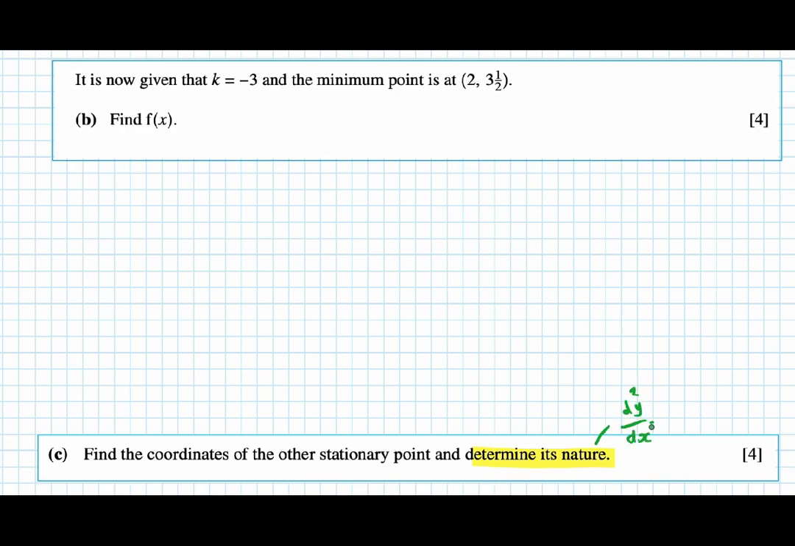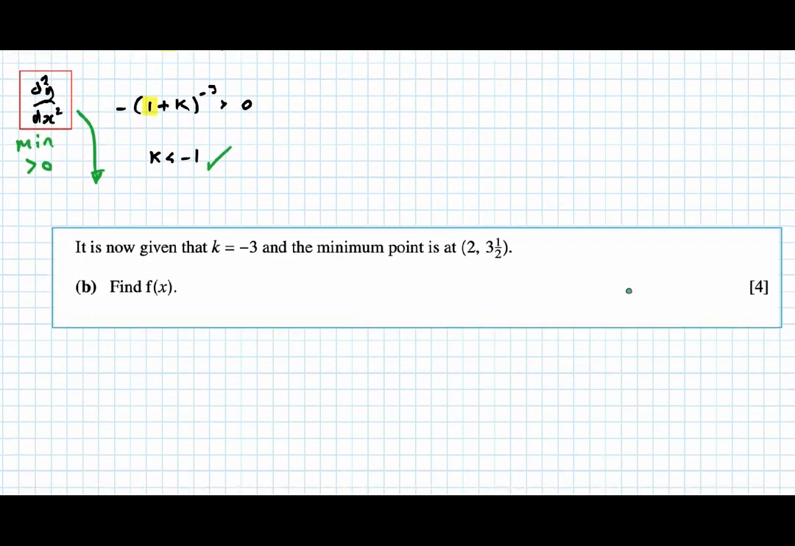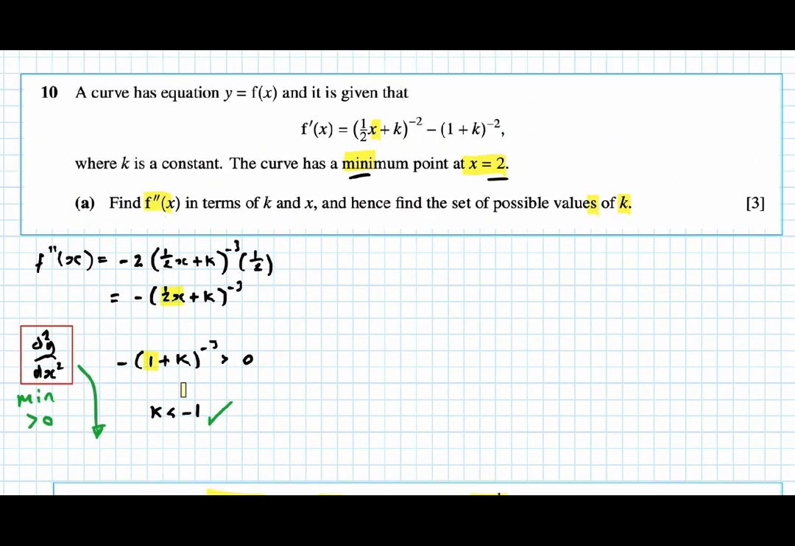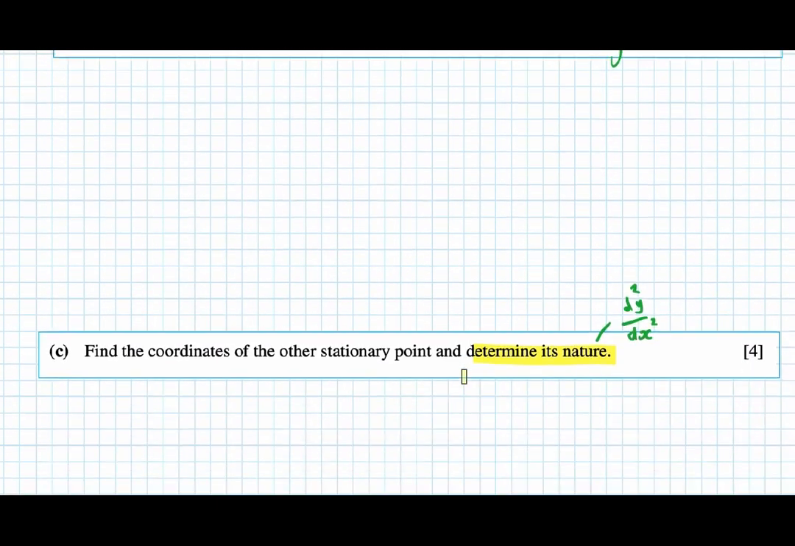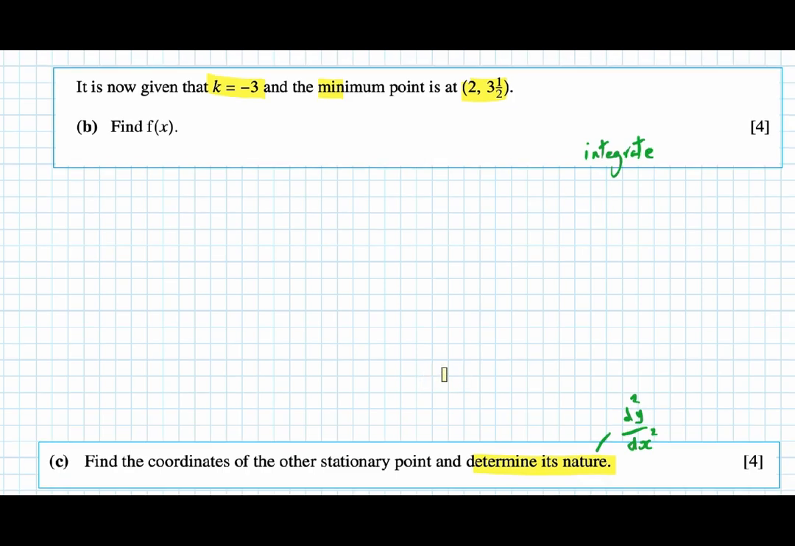So f of x, we're going to integrate here the original thing we were given. So we were given f prime of x. We were given the derivative. So let's integrate that now to find f of x. So we were given, in brackets, half x plus k to the minus 2 minus brackets 1 plus k to the minus 2. That's for part B. Part C is where we're going to use the second derivative as well. But let's just focus on B now.